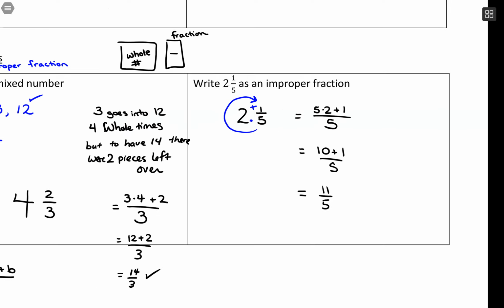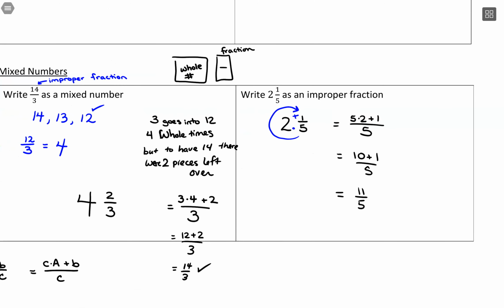So that's how we can convert between the two. Moving from mixed number to improper fraction, just follow that form. Starting with an improper fraction, it's a little more abstract: you think of finding a whole number to divide in, and then think about what you have left over by doing that.